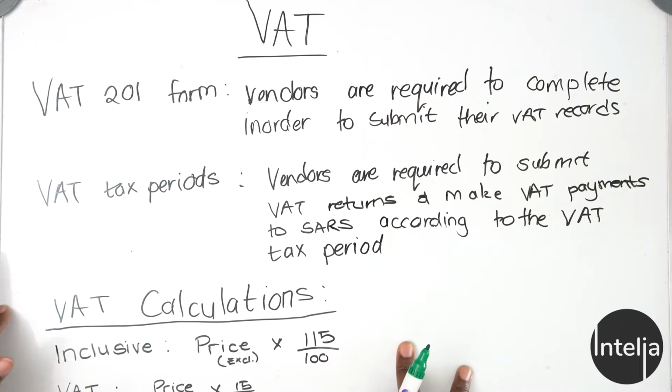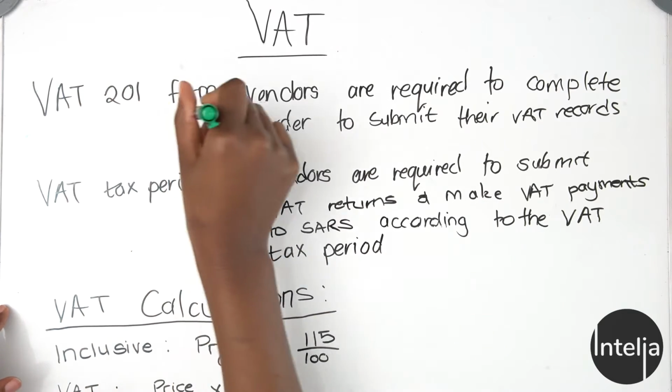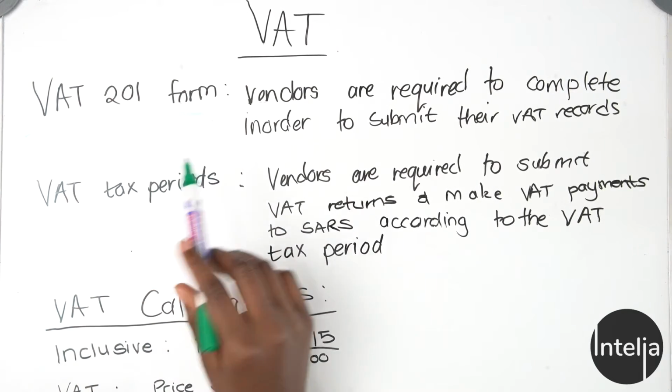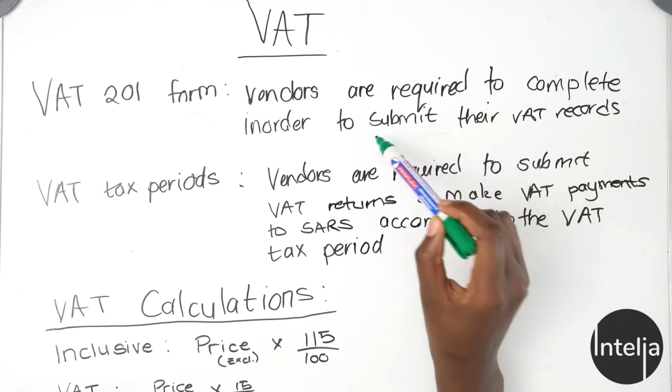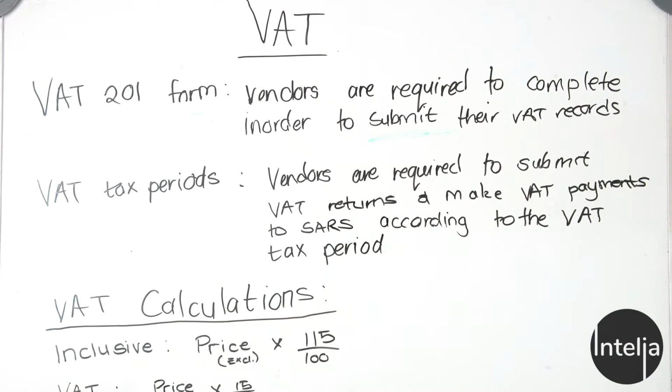On my board we have the VAT 201 form. This is a form that vendors are required to complete in order to submit their VAT records to SARS. Sorry about my marker. Like I said, you have to be registered to be regarded as a VAT vendor, but it doesn't just mean you register and then something automatically happens for you. There are forms, and there's a process that needs to be followed.